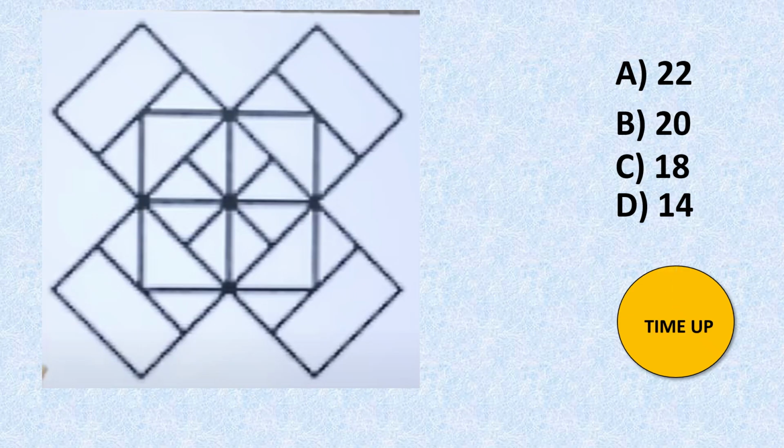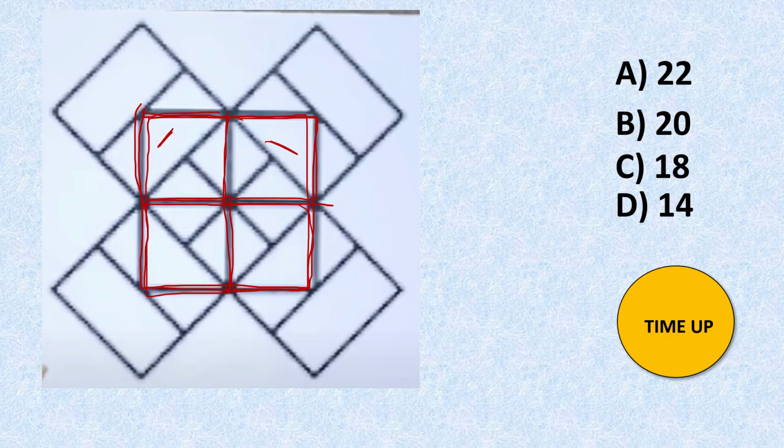Okay, time up, students. Now see, where is the square? First, when you see the picture, what do you think? This is the square, correct? This square you will see, this square you will see, and this bigger square you will see, correct? So how many squares are there? This is 1, this is 2, this is 3, and this is 4. And the bigger square itself, which is 5.